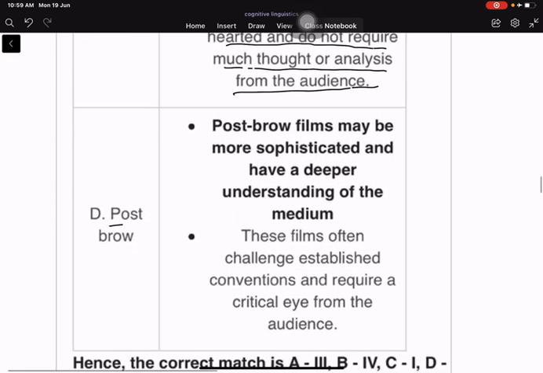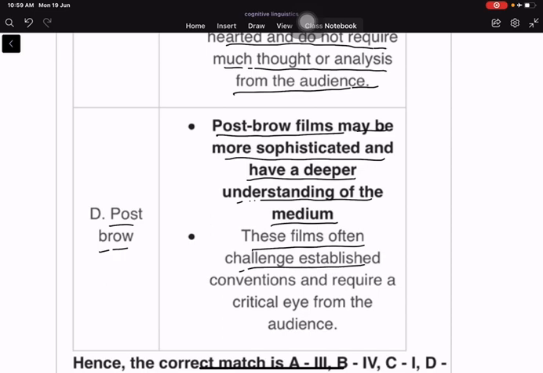And then you have post-brow. Post-brow films may be more sophisticated and have a deeper understanding of the medium. These films often challenge established conventions and require a critical eye from the audience. So, more sophisticated and deeper understanding, that's post-brow.